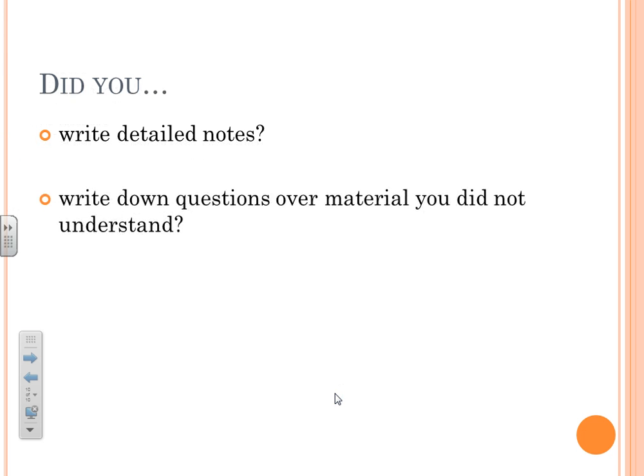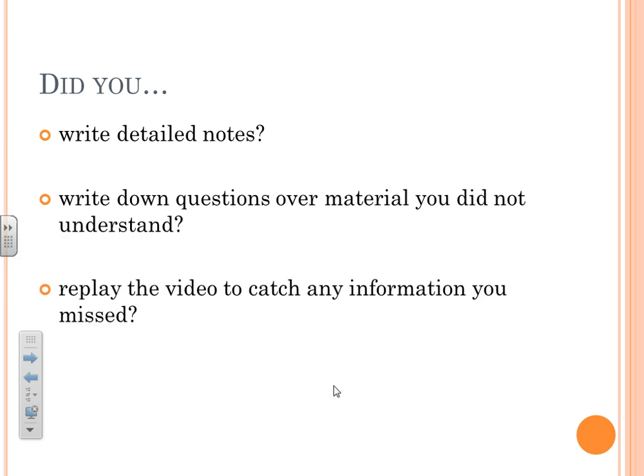Okay, take a look back at your notes and ask yourself, did you write detailed notes? Did you include examples, all the things you wanted to include? Write down questions over material you did not understand. Remember, you're not responsible for the question section in the notes, but if you have anything that you didn't understand, make sure that you've written that down so you can ask me in class tomorrow. And finally, did you replay the video to catch any information that you missed?